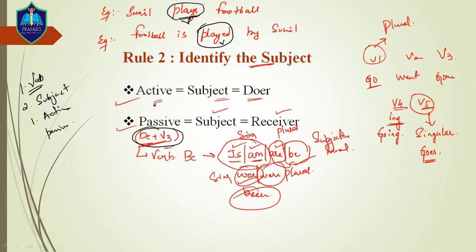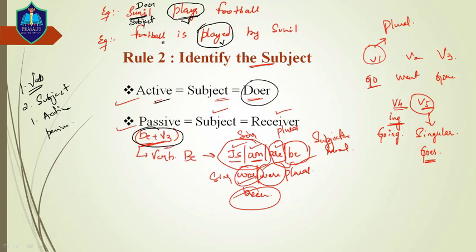So if it is in active, what is the thing? The doer will be our subject. Who is the doer here? Sunil is the doer here. What is he doing? He is playing football, right? So Sunil is the doer and it is the subject. So Sunil is the subject over here. So we are done, right? Let's move on to the next example.